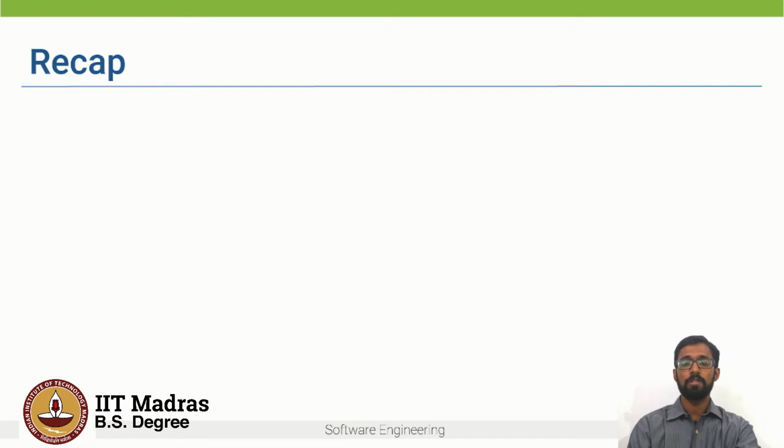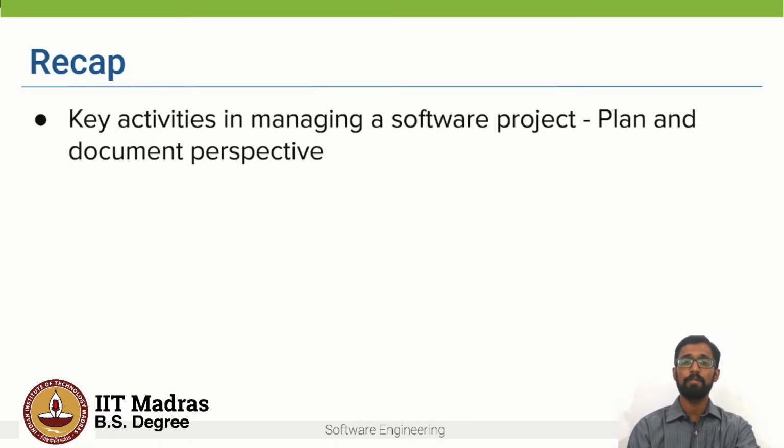In previous videos of this week, we looked at key activities in managing a software project. We looked at activities such as project planning, estimation, and risk management, and these are common practices and tasks in the plan and document perspective. And if you recall, in the plan and document perspective, the goal has been to make software engineering predictable in budget and schedule. So there is a lot of documentation and planning at the start of the project.